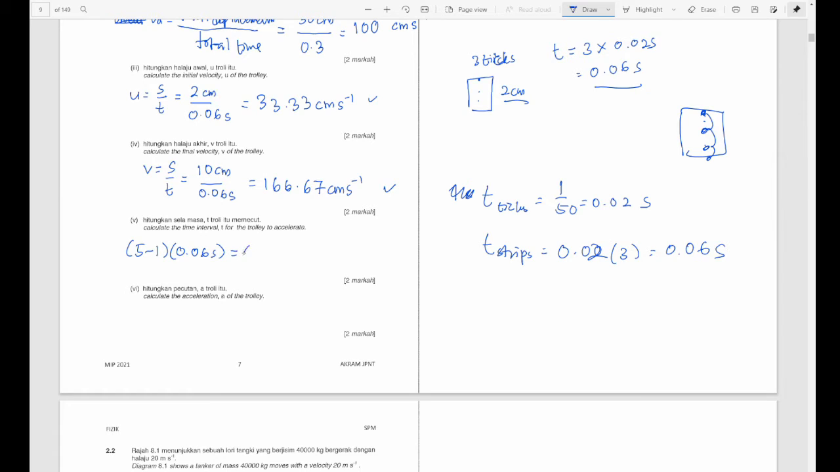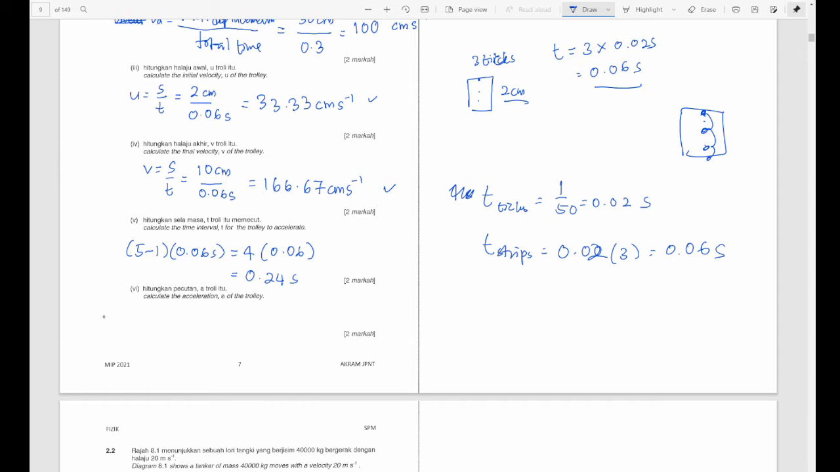So the total time interval for the trolley to accelerate is 4 times 0.06. You should get 0.24 second. This is the time interval for the trolley to accelerate. Okay, next, the last question. Calculate the acceleration of the trolley.